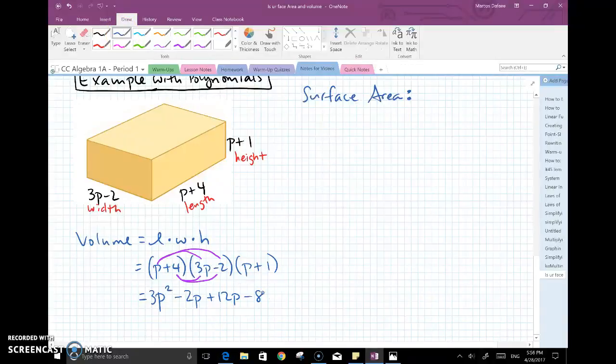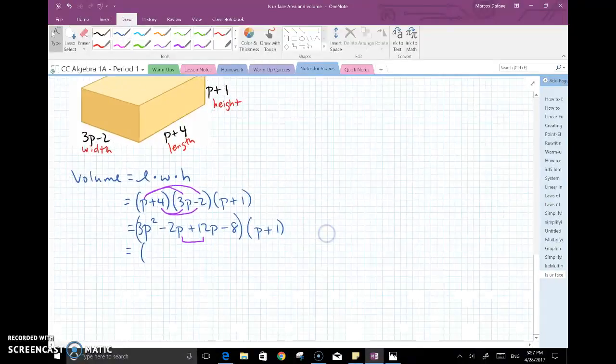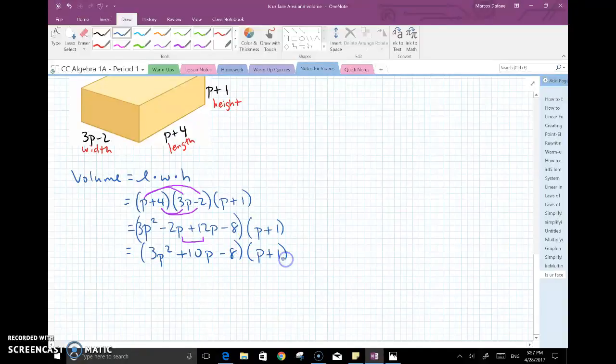Okay, now I still have to multiply all of this with my p plus 1, so I can't forget that. But for the time being, I will not do that. Okay, so I'll leave this in parentheses, and I'll bring this down, p plus 1. But I still have to simplify what's inside this parentheses because I have like terms right there. So what I get right now is I have 3p squared plus 10p and then minus 8. Now this will multiply with p plus 1.